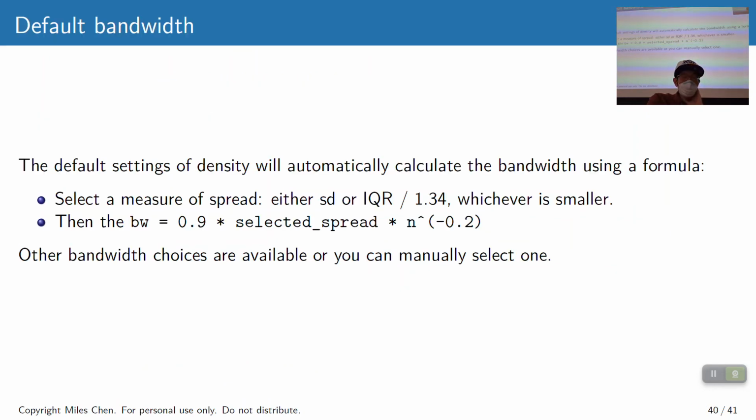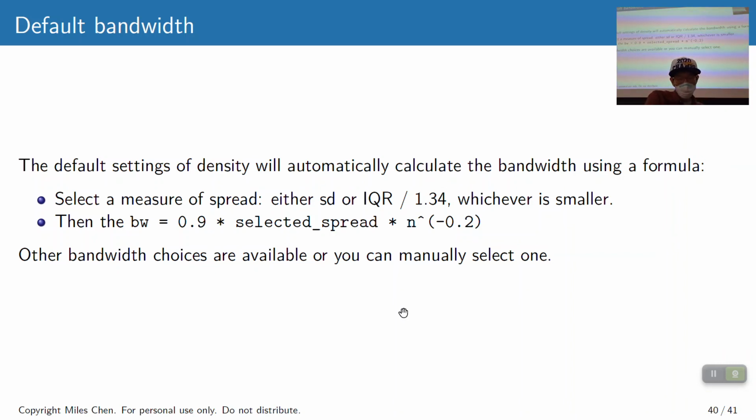As far as what bandwidth you should use, the default settings of density will calculate the bandwidth using some kind of formula. Either it takes the standard deviation or the IQR divided by 1.34, whichever one is smaller. And then it does this formula: 0.9 times the spread, times the number of points that you have raised to the negative 0.2 power. I have no idea how they decided this was a good number, but this is the formula that they use.